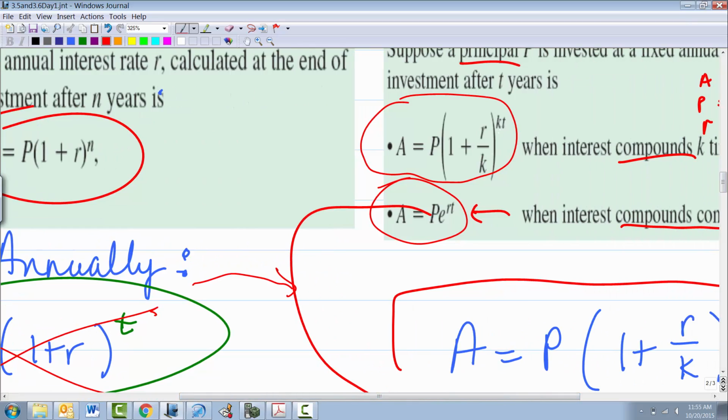All right, so annually, this is why you can use this formula, by the way, because annually, what does K end up being? What's K end up being? 1. So this ends up being 1. It turns into that formula right off the bat. So that's why you really don't even need this formula. You can always use the K formula and then understand annually is 1 time a year.